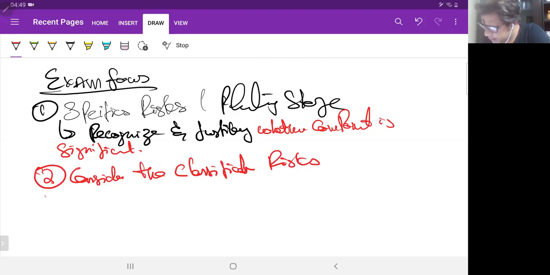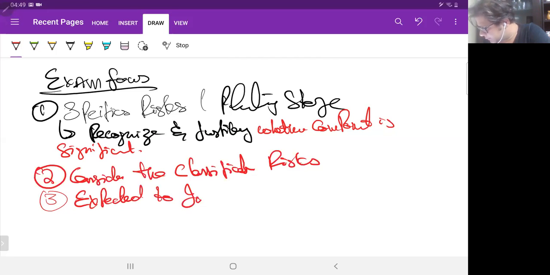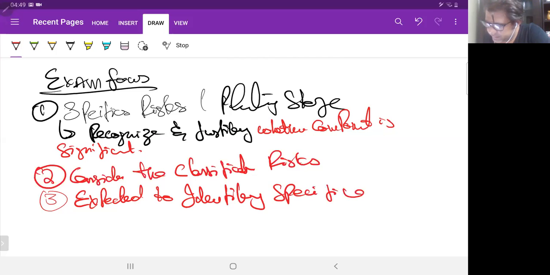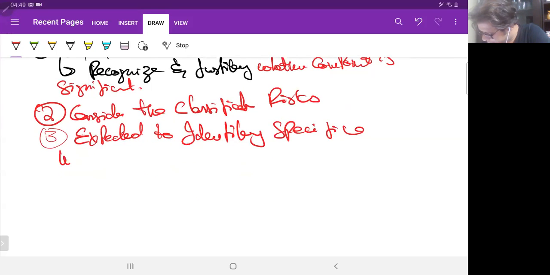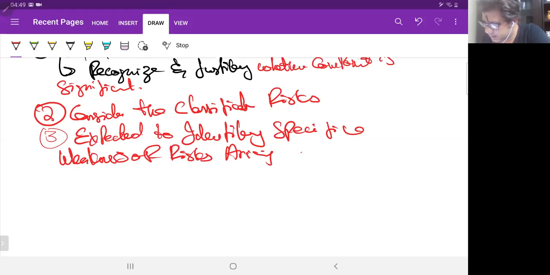You also might be expected to identify specific weakness or risks arising in the consolidation process.